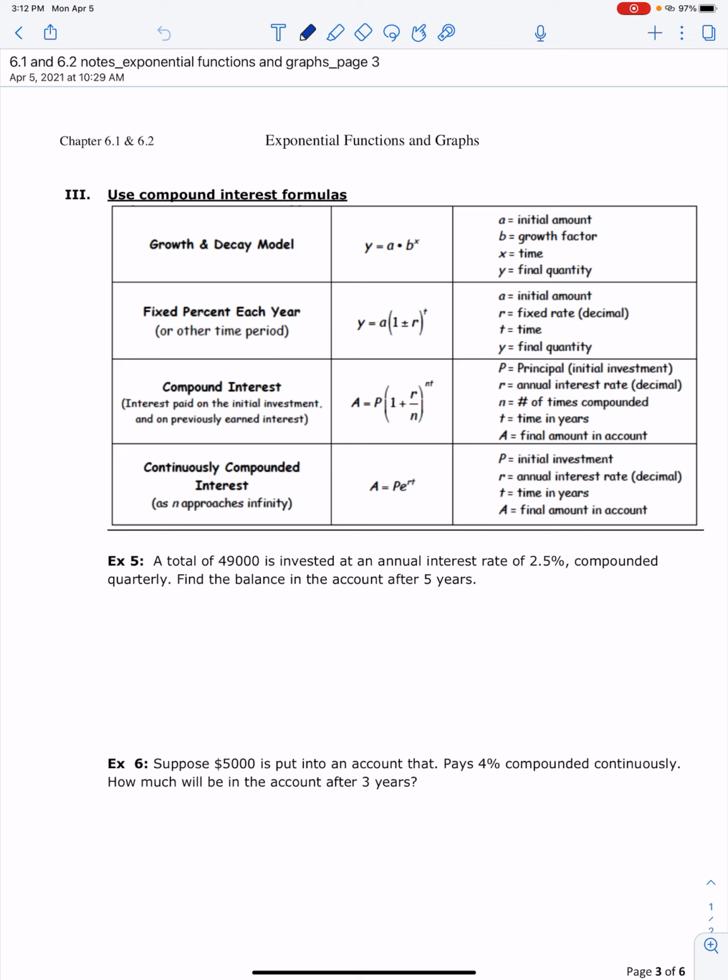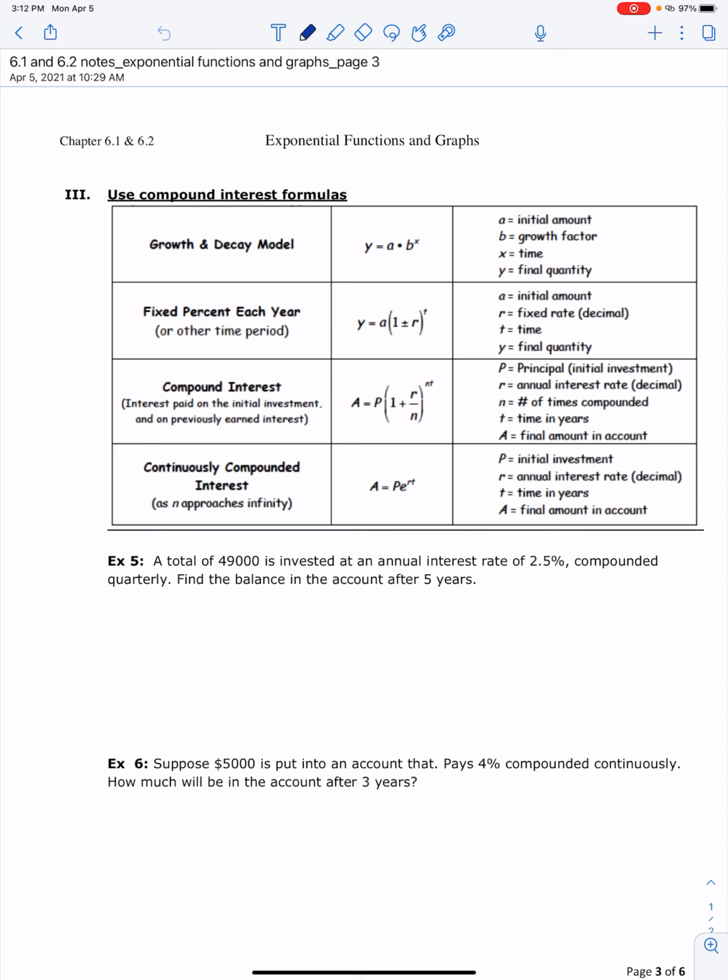Compound interest, A equals P times 1 plus r. Yeah, you don't need me to read it. All of the terms are defined to the right, and then we have a separate formula for interest compounded continuously. Okay. So let's take a look at example 5.